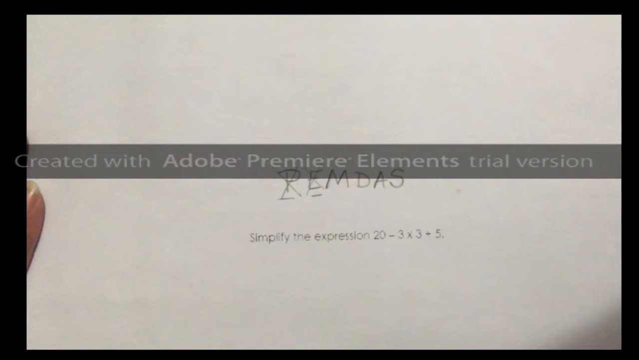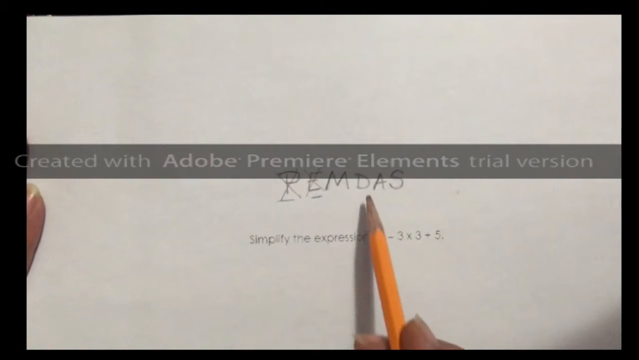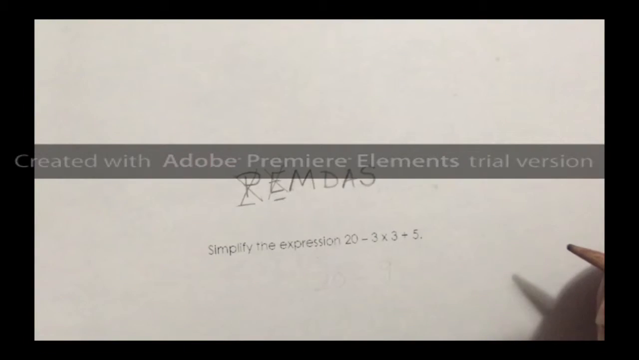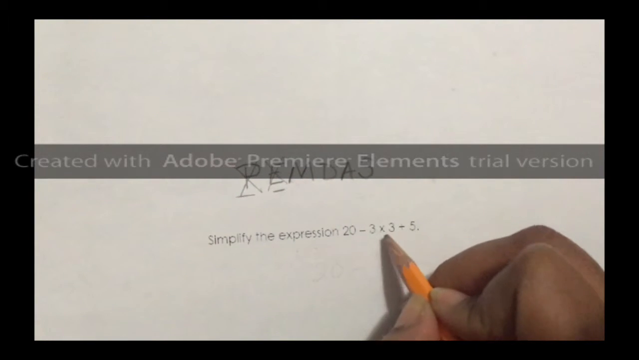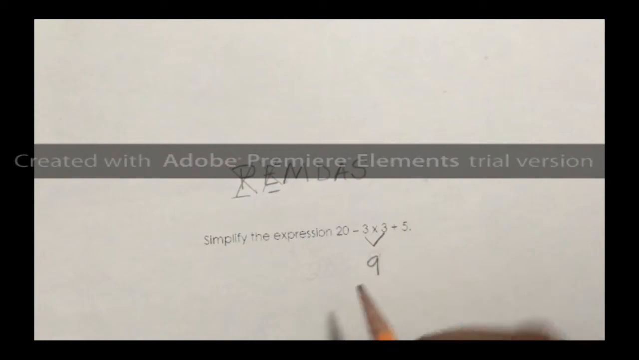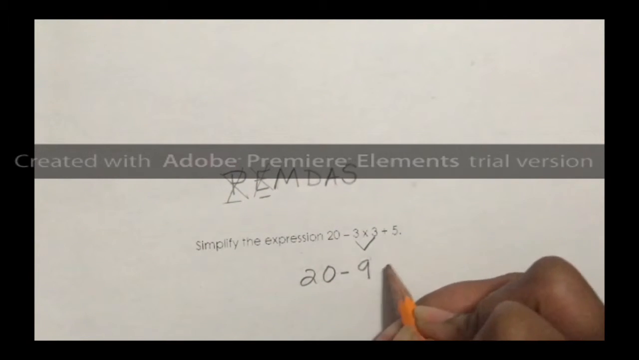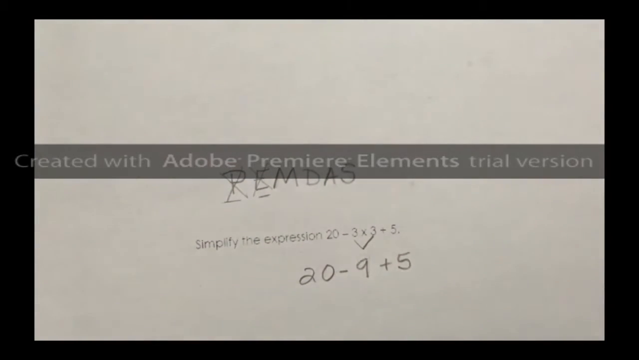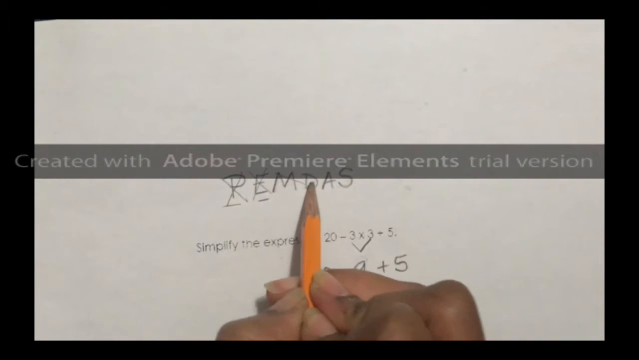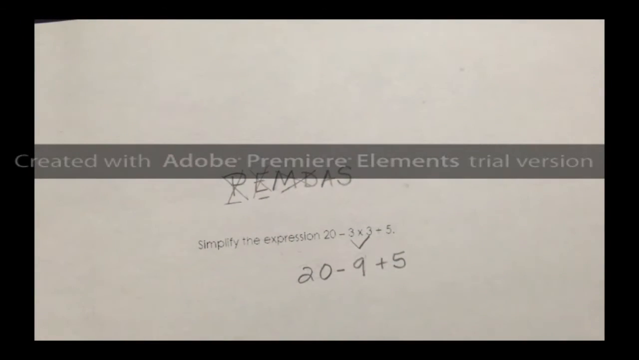So we'll begin by multiplying and dividing from left to right. 3 times 3 is 9, so we'll rewrite the expression: 20 minus 9 plus 5. Now we have multiplied and divided from left to right.